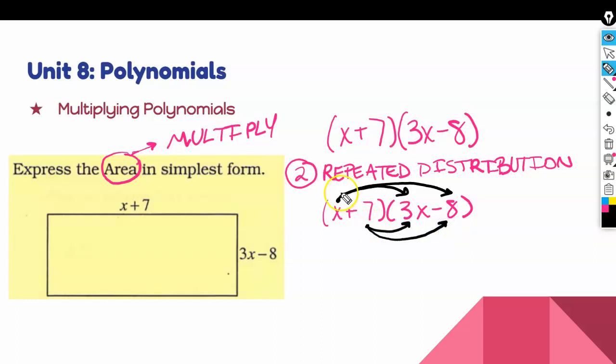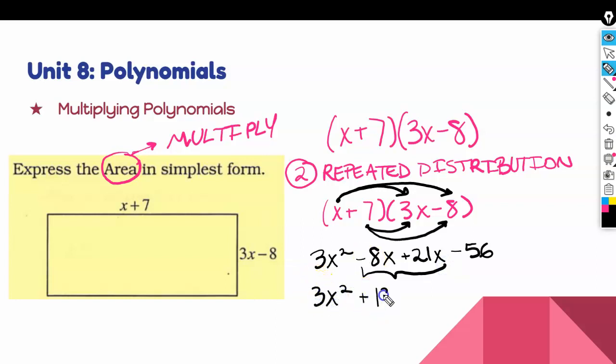So x times 3x gives me 3x squared. x times negative 8 gives me negative 8x. 7 times 3x gives me 21x. And 7 times negative 8 gives me negative 56. And of course, I should end up with the same thing. I combine those middle like terms, get 13x, and ta-da!